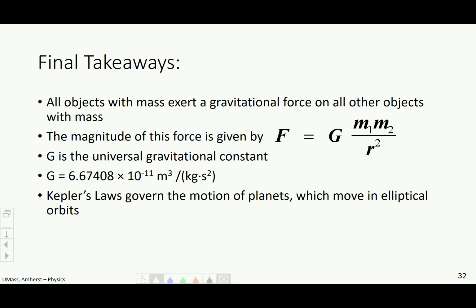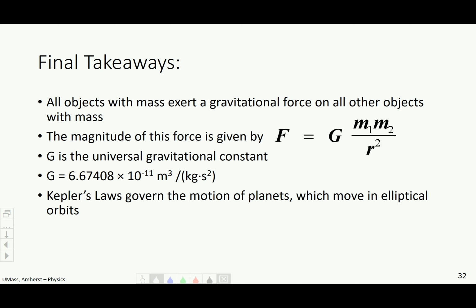Final takeaways from all of this. I know it's been a long video, but what are we going to remember at the end of all this? All objects with mass exert a gravitational force on all other objects with mass. So the Earth exerts a force of gravity on you. You exert a force of gravity on the Earth. You exert a force of gravity on your phone. The table exerts a force of gravity on you.